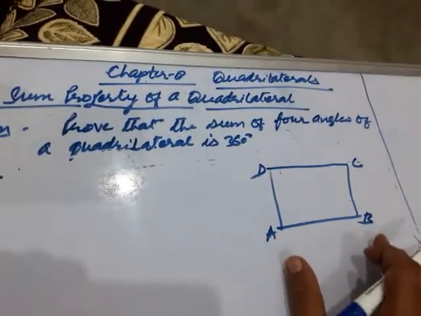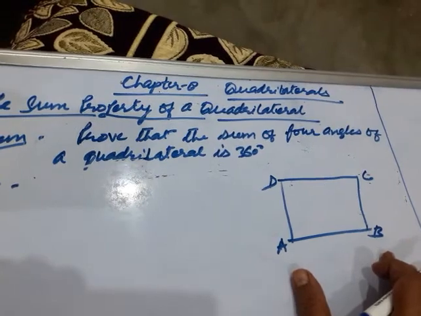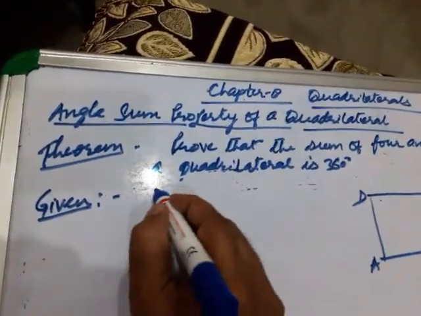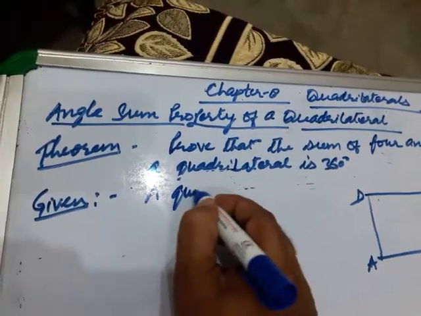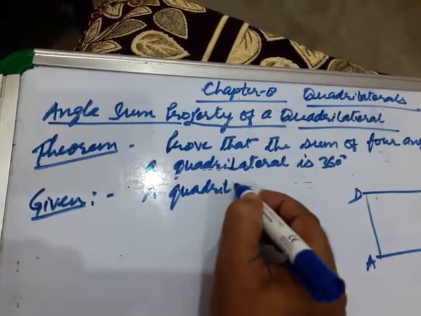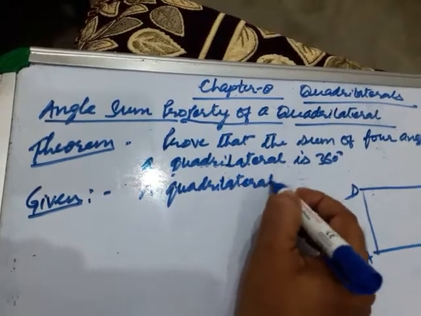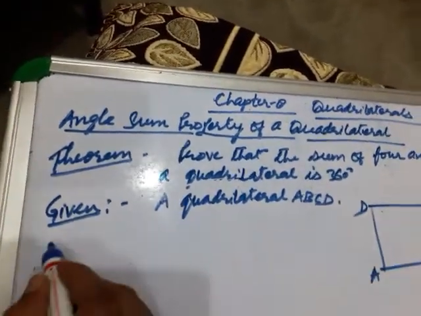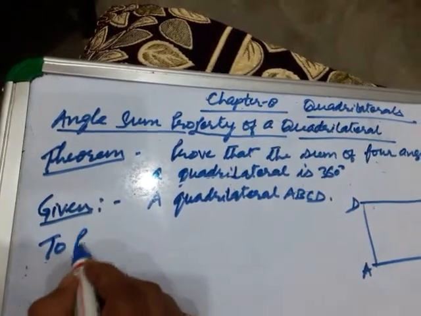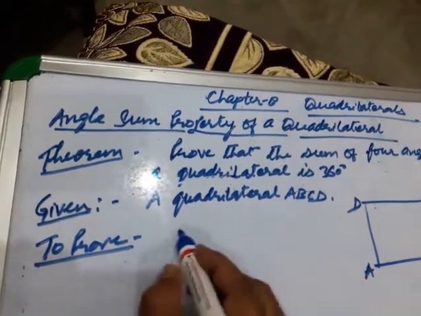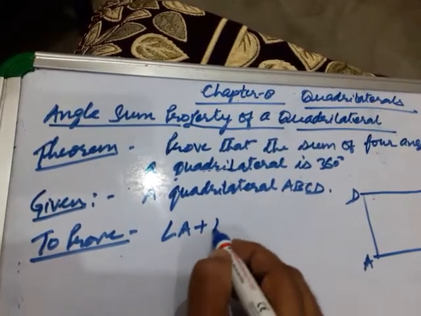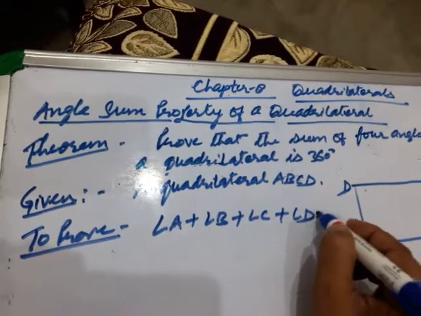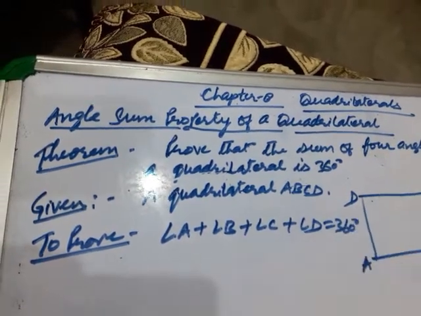ABCD is a quadrilateral that is given at your front. So let us prove it. What is given? Given a quadrilateral ABCD. Okay, children, what we have to prove? We have to prove that angle A plus angle B plus angle C plus angle D equal to 360 degree.